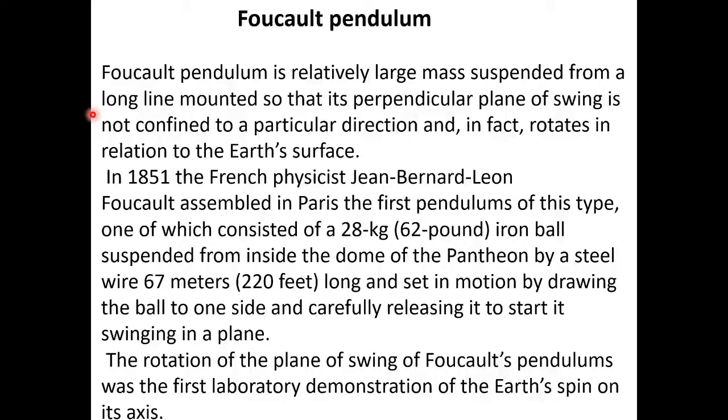In 1851, the French physicist Jean Bernard Leon Foucault assembled in Paris the first pendulum of this type, which consisted of a 28 kg iron ball suspended from inside the dome of the Pantheon by a steel wire 67 meters long, and set in motion by drawing the ball to one side and carefully releasing it to start it sweeping in a plane. The rotation of the plane of swing of Foucault's pendulum was the first laboratory demonstration of the Earth's spin on its axis.